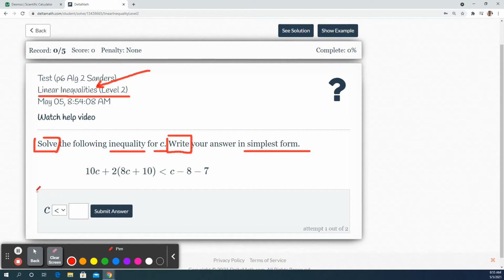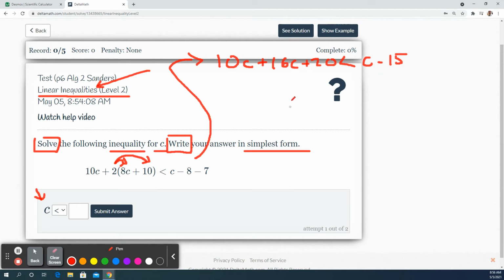Okay. So if we look at it, notice that C is on the left. So that's going to be our key, we want to get C on the left and go from there. To do this, we would want to distribute first to simplify, and then we'll move everything that doesn't have a C to the right, and everything that does have a C will stay on the left. All right, so this now becomes 10C plus 16C plus 20 less than C, and then we can go ahead and combine these. That's minus 15.